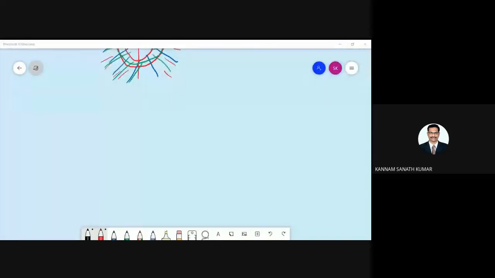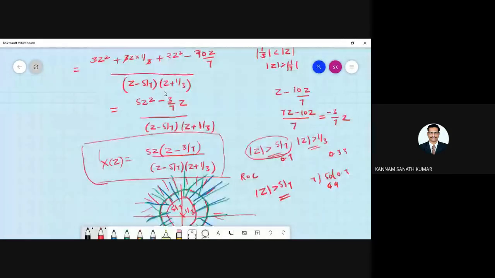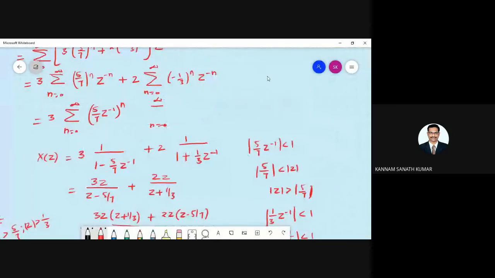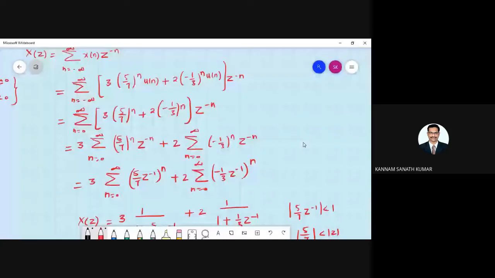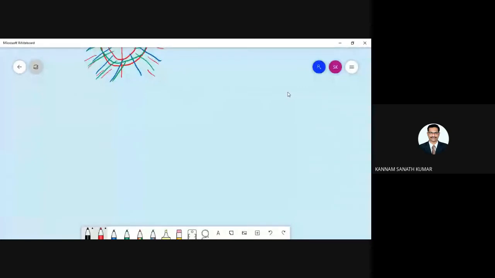Students, any doubt in this problem? Okay, I will go for the next problem. You have to practice more problems. Only then will you come to know how to apply the Z transform for a given signal.